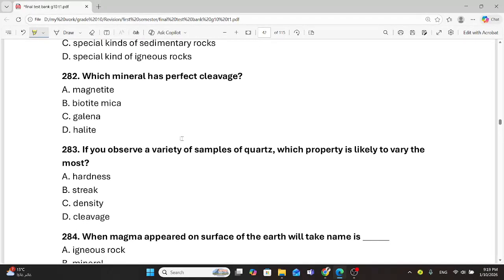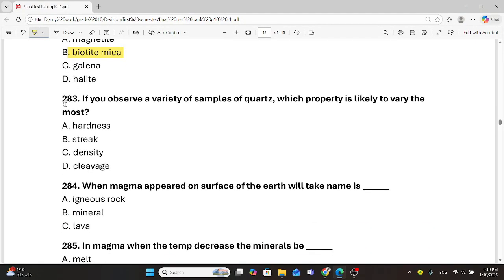Which mineral has perfect cleavage? Perfect cleavage is in mica, so it's not pyrite, it's mica. If you observe a variety of samples of quartz, which property is likely to vary the most? Streak, hardness, density, or the luster? It will be the streak.